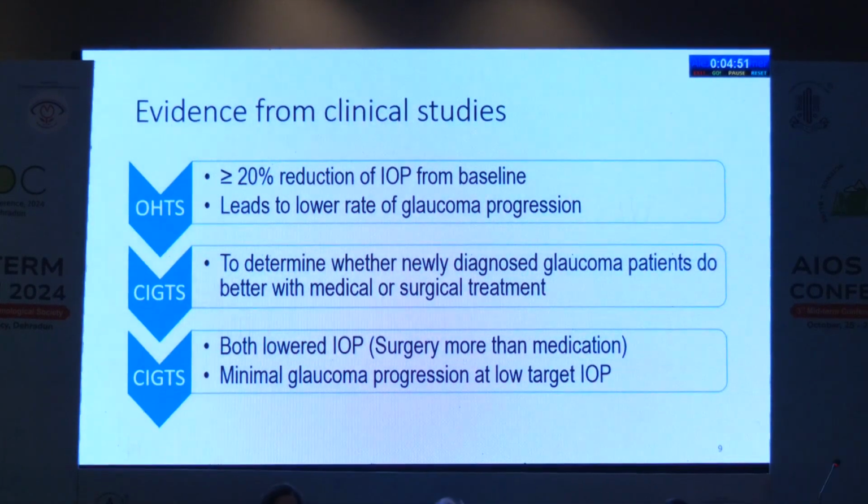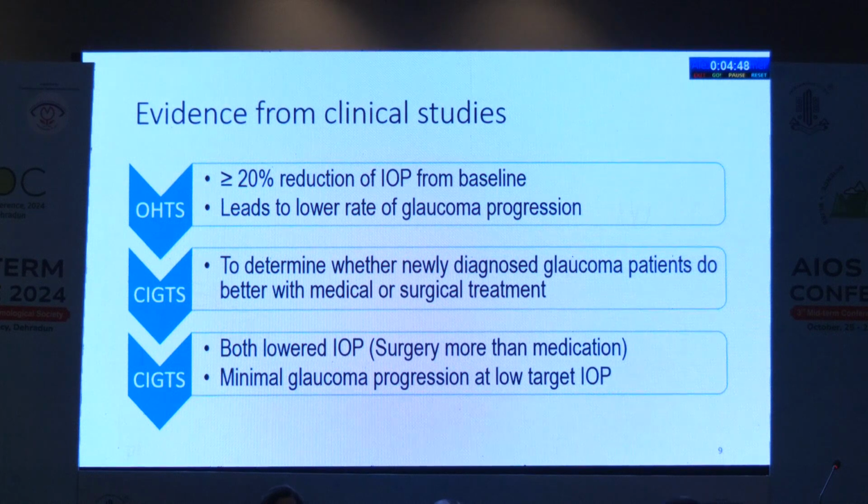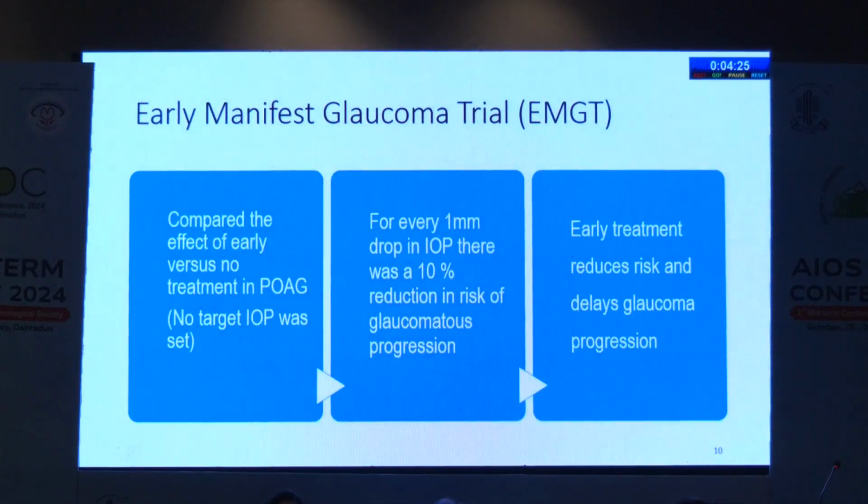There is a lot of evidence from clinical studies like the OHTS, which has shown that at least a 20% reduction of IOP from baseline leads to lower glaucoma progression. CIGTS has also said that trab versus medication, both are useful, and when you have achieved a target IOP, the progression of glaucoma is minimized. Similarly, in EMGT, although they did not set any target intraocular pressure, they said that for every 1 millimeter drop in IOP, there is a 10% reduction in the risk of glaucoma progression.